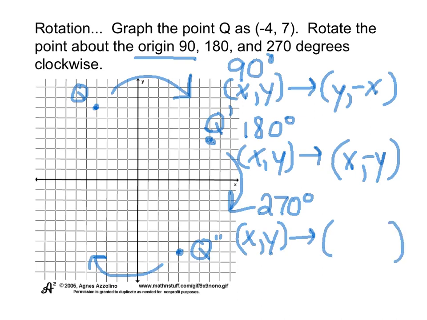So what happens if I rotate this Q double prime 90 degrees more? Well, that's going to put me at (-7, -4), which means that I reverse the order of the coordinates, and so the y comes first with a new sign, and the x comes last, and the sign stays the same.